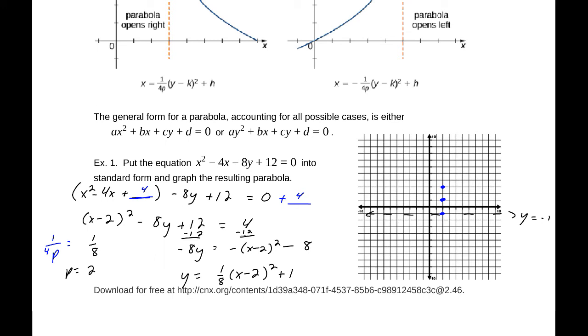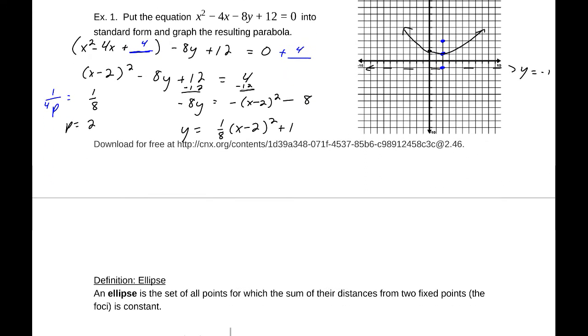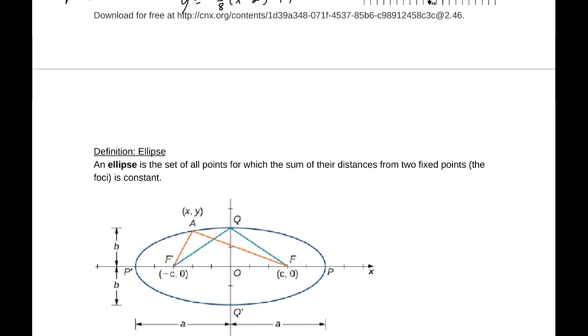Alright, now we can get some other points. These parabolas are always symmetric about their vertex, which we have already labeled. So let's see. (0, 3/2). So we'd have a point like right in here. So it should be of this form right here. It will look something like that. The 1/8 value actually makes it wider in this case. Well, it always does. If it's bigger than 1, it will make it narrower or shrink. Horizontal shrink. Next, we'll look at an ellipse.